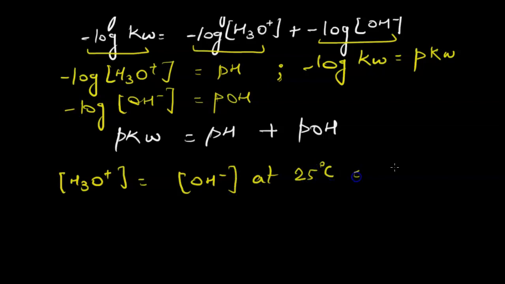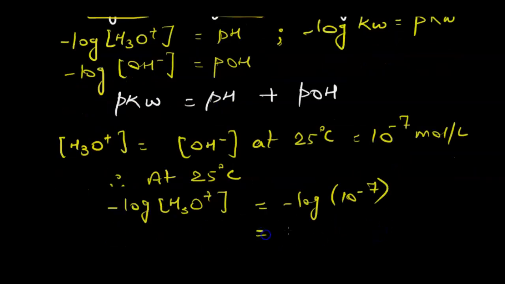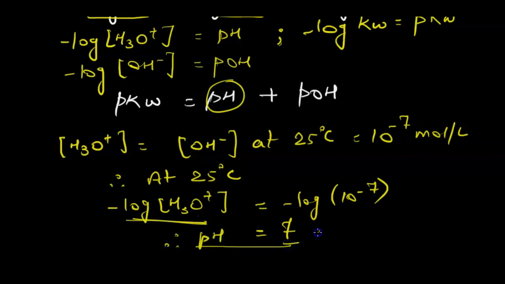degrees Celsius are each equal to 10 to the power negative 7 moles per liter. Therefore, at 25 degrees Celsius, if we take negative log of hydronium ion concentration, that is equal to negative log of 10 to the power negative 7, which when we put in the calculator gives us 7. And we know negative log of H3O+ is pH. Therefore, pH is equal to 7 at 25 degrees Celsius.